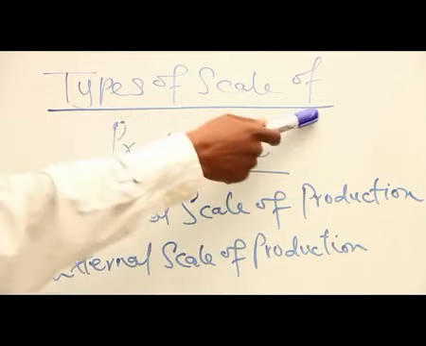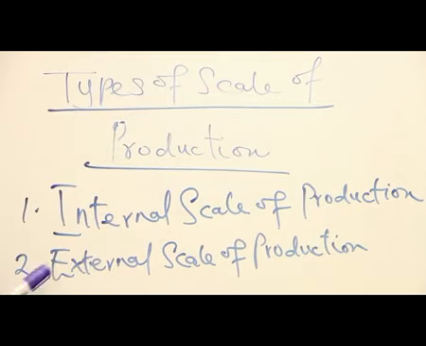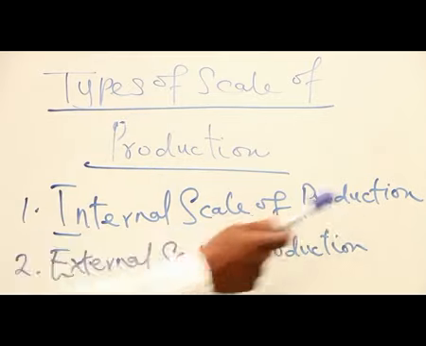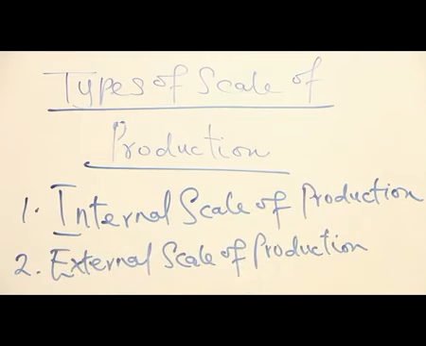Types of scale of production. Number 1, internal scale of production. We can also call it internal economies of scale. Number 2, external scale of production, which is also known as the external economies of scale. We are going to look at the two types now.